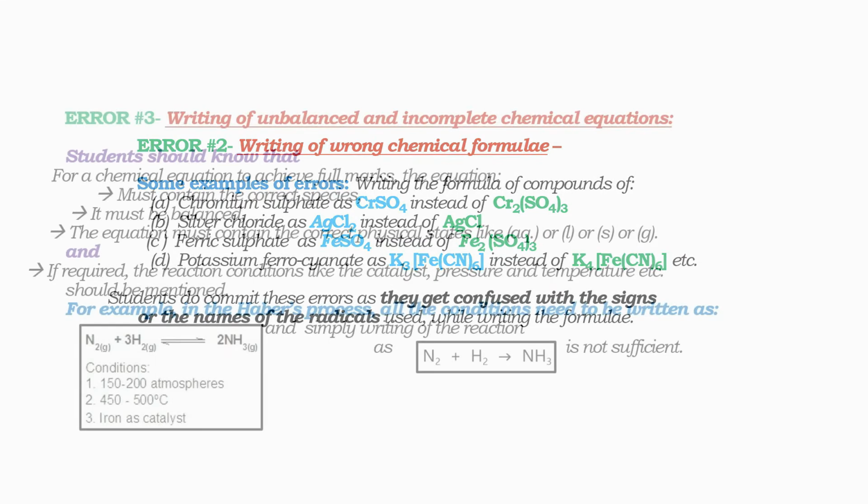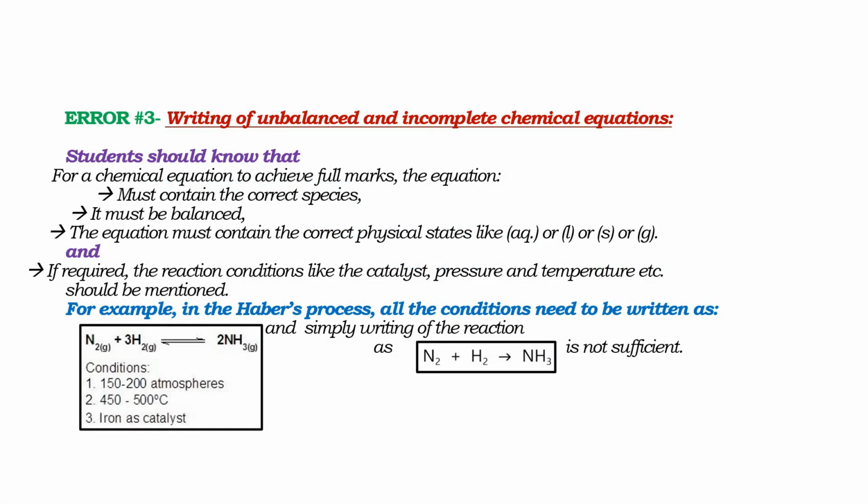Error number 3. Writing of unbalanced and incomplete chemical equations. Students should know that for a chemical equation to achieve full marks, the equation must contain correct species, it must be balanced, the equation must contain correct physical states like aqueous or liquid or solid or gas, and if required, the reaction conditions like the catalyst, pressure, temperature, etc. should be mentioned.